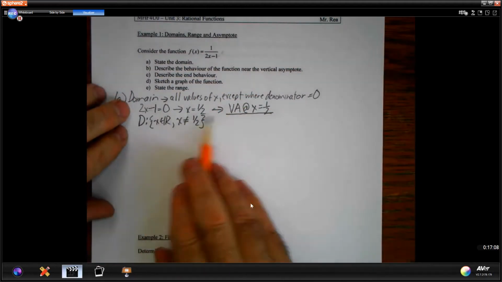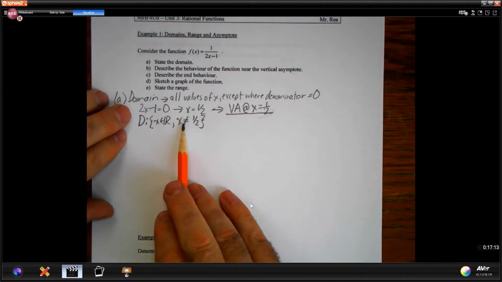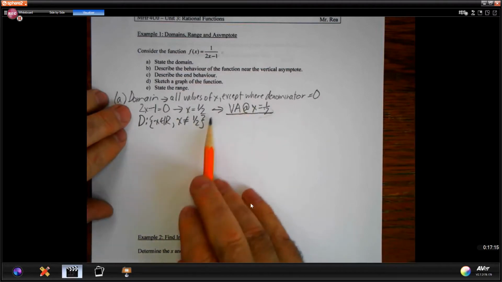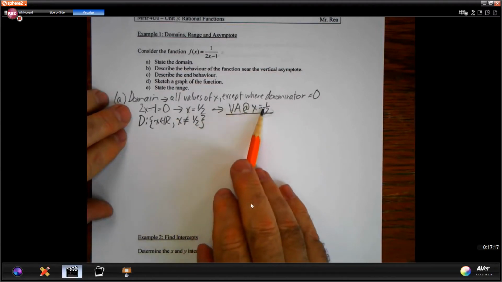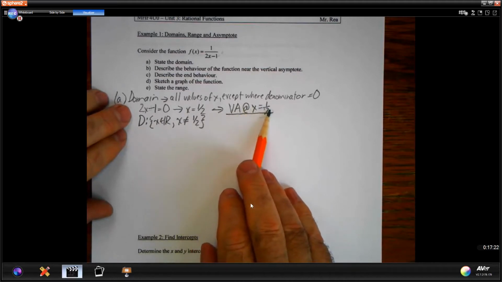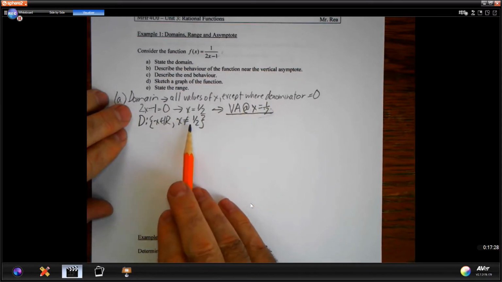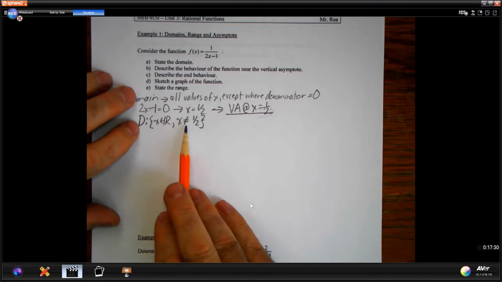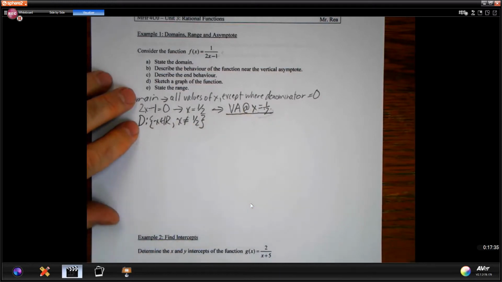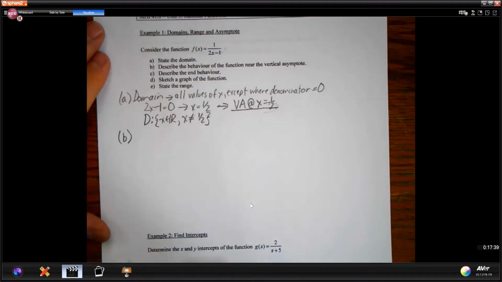Now you have to be careful here, because here I've got x equals 1/2. Here I've got x is not equal to 1/2. So basically the vertical asymptote is where this line exists. So it's x equals 1/2. That's the vertical line where the function cannot cross. If I'm talking about the domain, I'm eliminating that value from possible values of x. So that's why that's not equal to, and that's why that's equal to. So make sure you understand when to use equal and not equal.